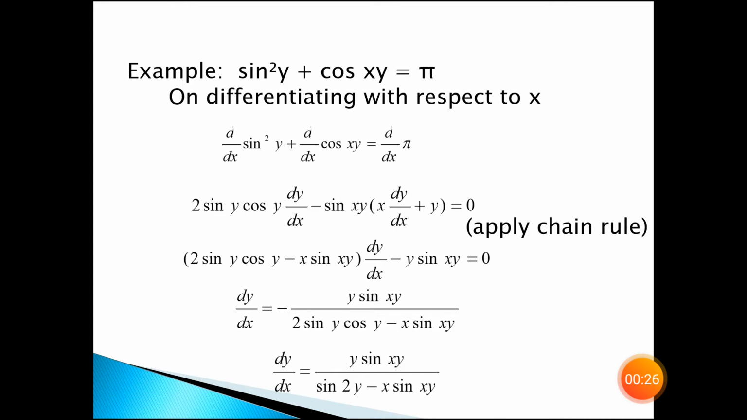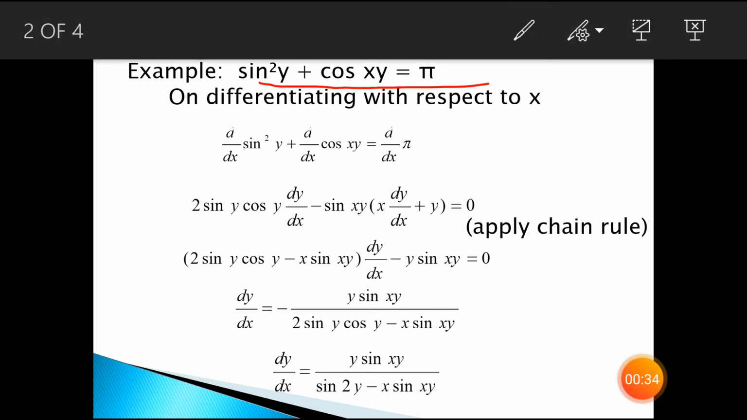I took one of the examples and that is a question from your NCERT. Sin square y plus cos xy equals pi. This is your question. We want to calculate dy upon dx for this. Okay, dy upon dx means we want to calculate the differentiation with respect to x.